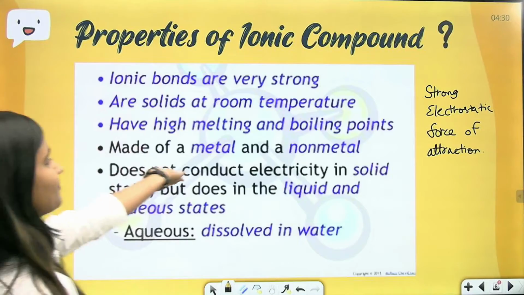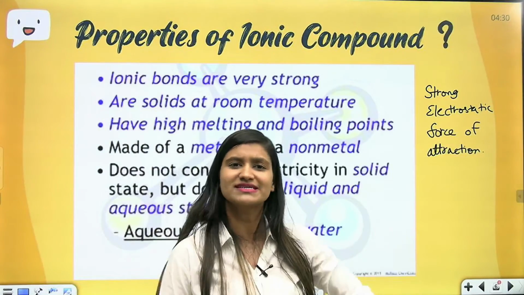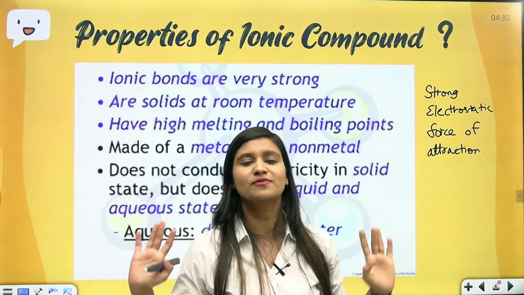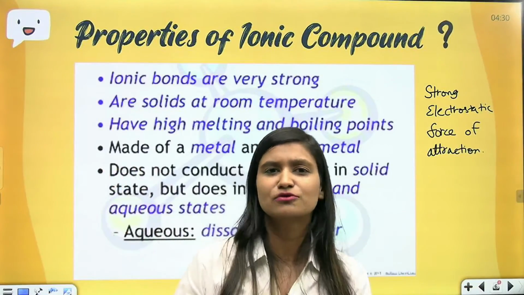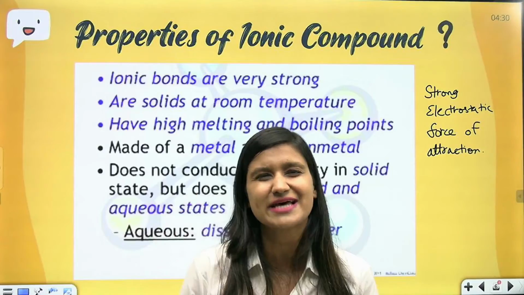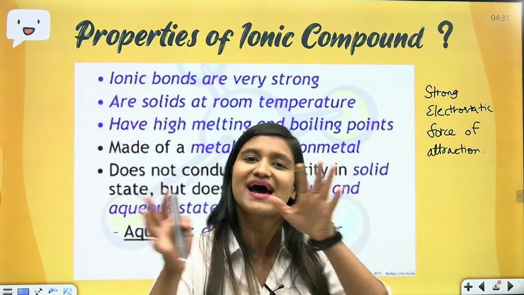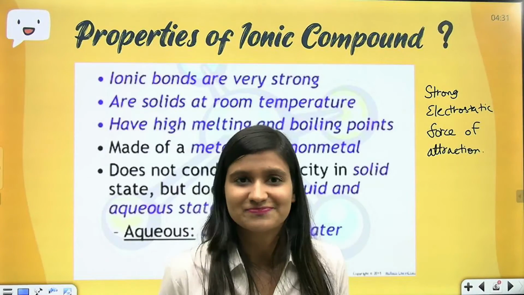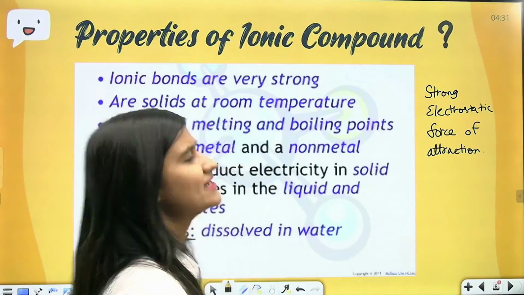Next, made of metal and non-metal. This we have discussed in the beginning, that one will be metal and the other will be non-metal. Long story: metal will lose electrons, non-metal will accept electrons, octet rule, and the formation of ionic bonding. This we have already done, correct? I hope this is clear to you.